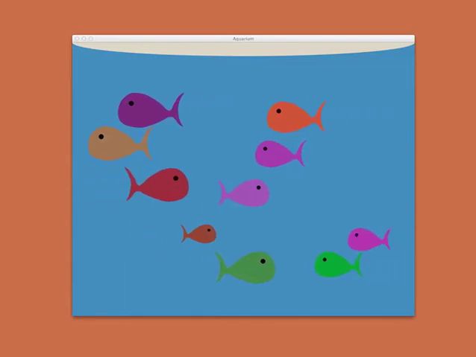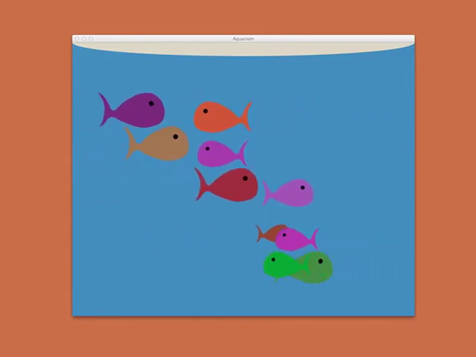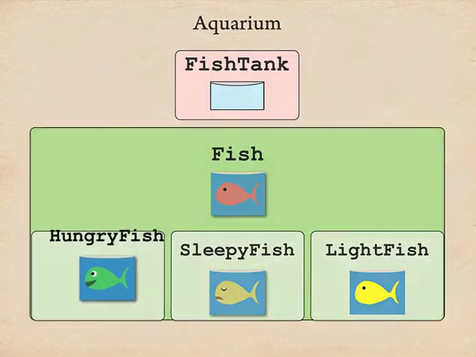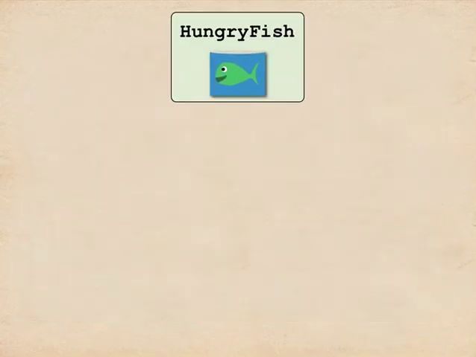Let's now make things more interesting by introducing 3 subclasses of fish. First up is the hungry fish. This fish has a big open eye, a big hungry smile, and a desire to be facing the yellow light fish. It doesn't need any new variables because the parent fish knows everything that this fish needs to know.